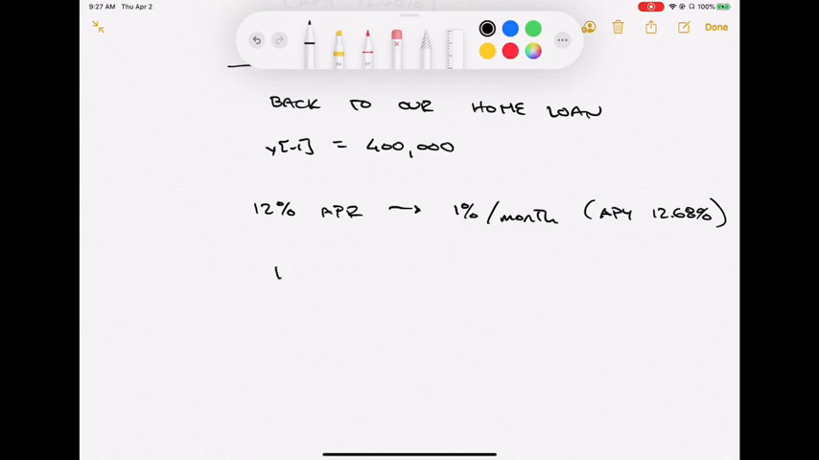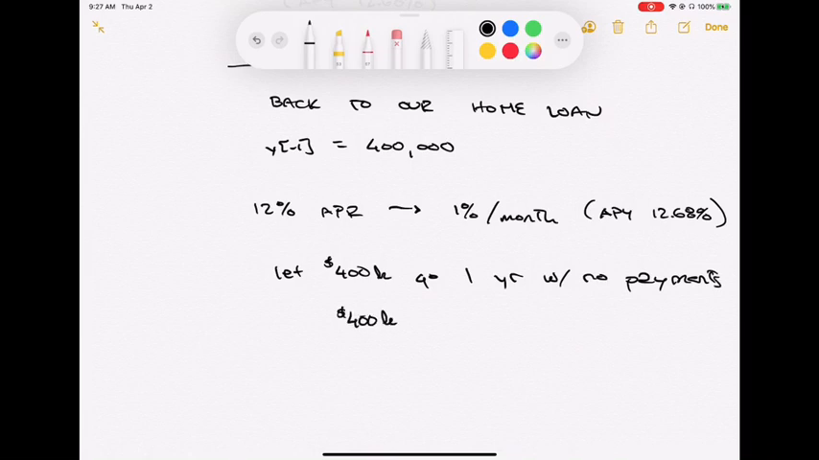So if we let this 400K go 1 year with no payments, we would owe 400K times 1.1268, which would give us, in this particular case, a $450,720 balance, something along those lines. So in this particular case, a 12% APR is going to end up costing us about $50,000 a year. That does tell you something about what your minimum payment is going to be.